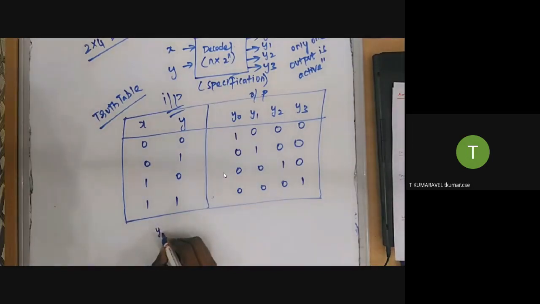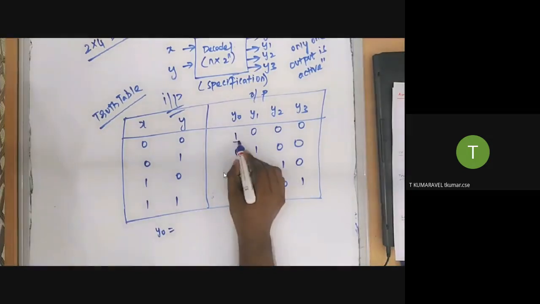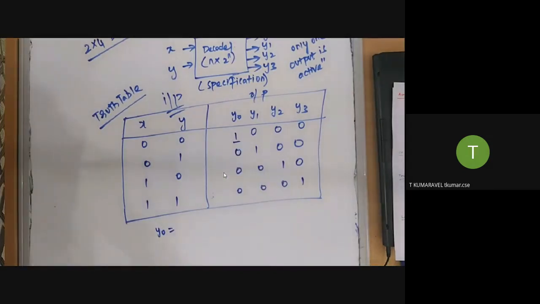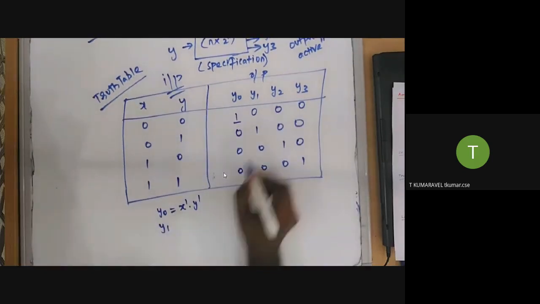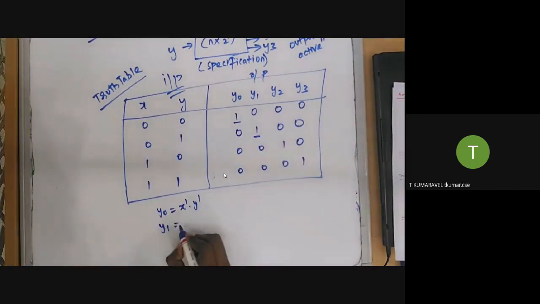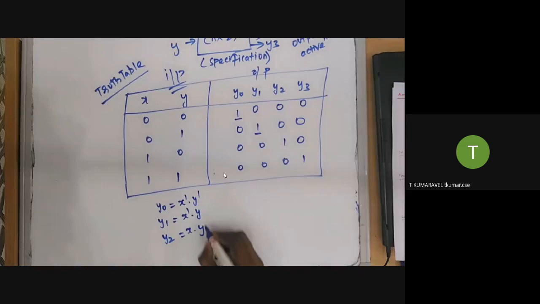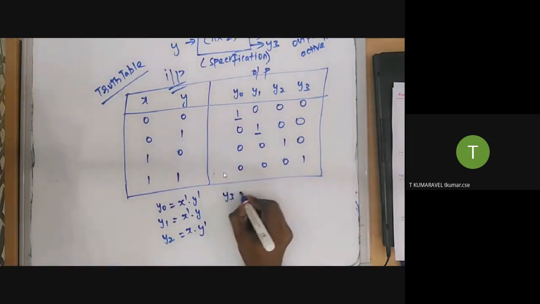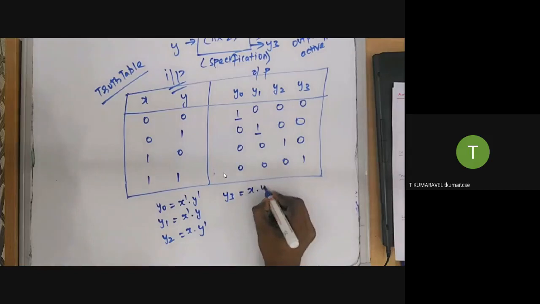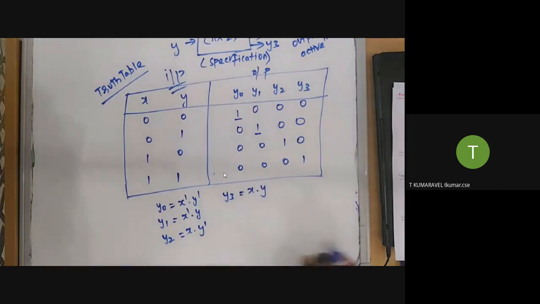First I am going to take the output y0. Here only the output is 1, so I take the rest of the input combination: x bar dot y bar. What about y1? If we consider y1, here only the output is equal to 1. You take the input combination x bar dot y. Similarly y2 is x dot y bar. What about y3? x dot y. If you draw the circuit, that is the circuit diagram for the 2 by 4 decoder.